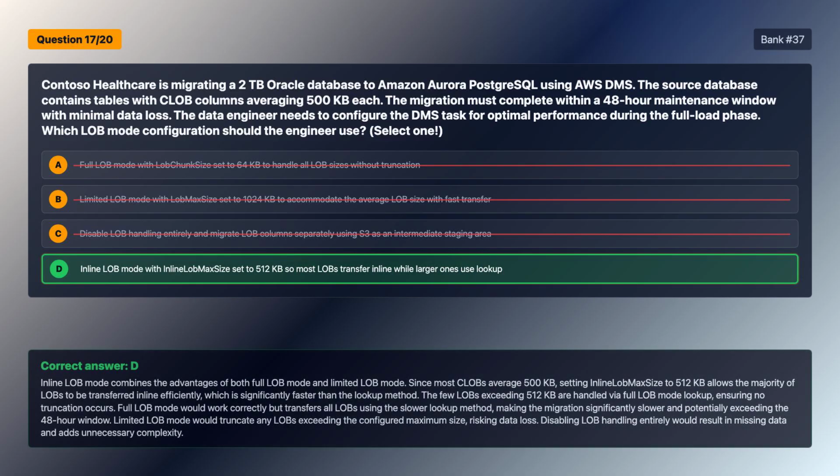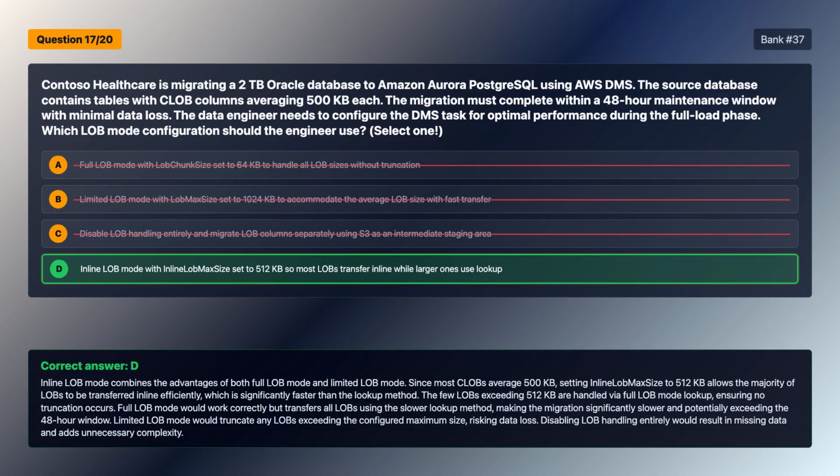The correct answer is option D. Inline LOB mode combines the advantages of both full LOB mode and limited LOB mode. Since most CLOBs average 500 KB, setting inline LOB max size to 512 KB allows the majority of LOBs to be transferred inline efficiently, which is significantly faster than the lookup method. The few LOBs exceeding 512 KB are handled via full LOB mode lookup, ensuring no truncation occurs.